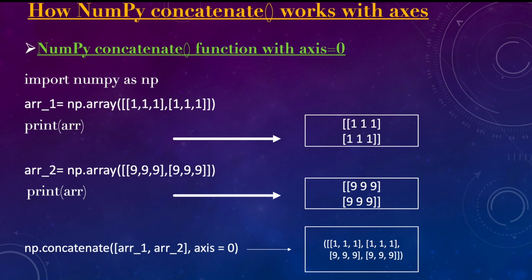First of all, here we import NumPy as np. We create two arrays and then print out the contents. Then we use the concatenate function with axis equal to 0. This is going to stack the two arrays along the rows.